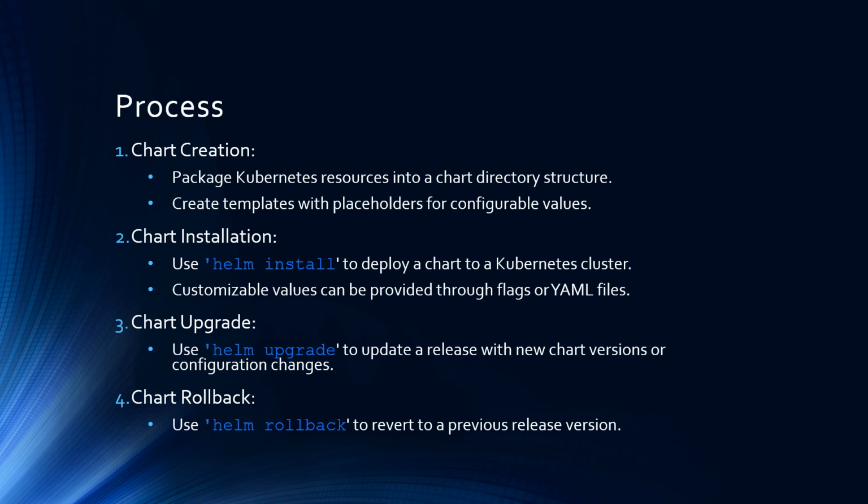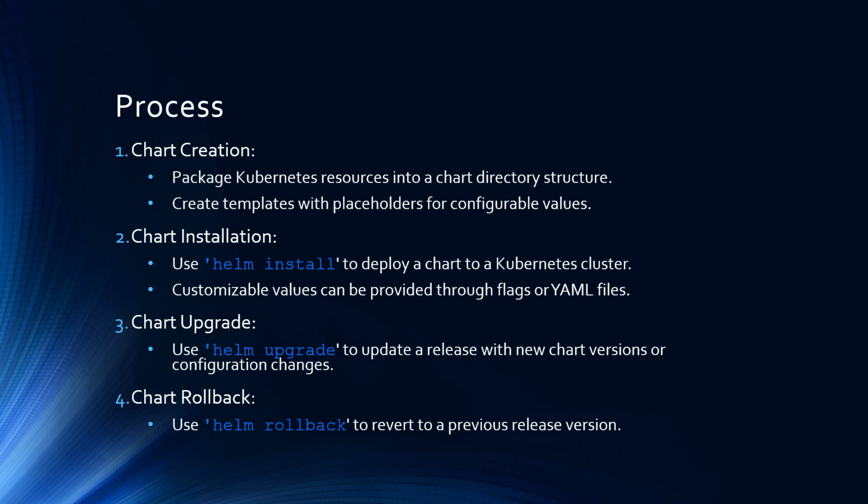Chart upgrade process allows you to modify existing releases. This might involve updating configuration values, deploying new versions of your application, adding or removing resources. Always use --atomic for production upgrades to ensure atomic operations that roll back automatically if anything fails. Chart rollback is your safety mechanism. When issues arise, you can quickly revert to previous versions.